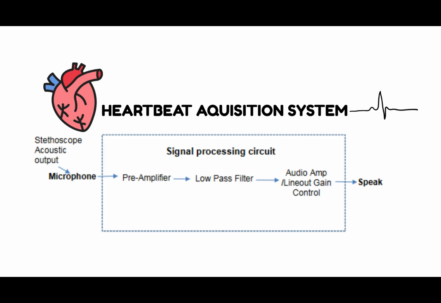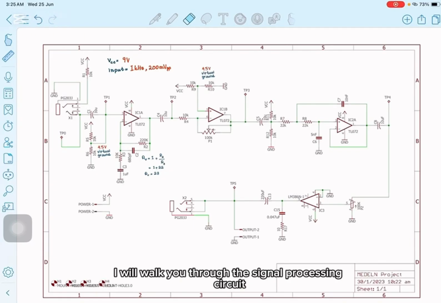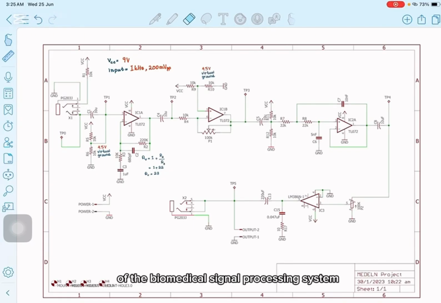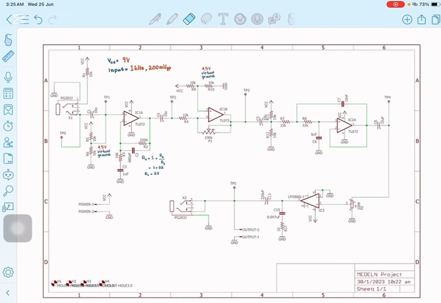Each stage contributed to enhancing the signal's clarity, removing unwanted noise, and delivering enough power to drive the output. Hi, in this segment, I will walk you through the signal processing circuit of the biomedical signal processing system. Using the project schematic, I will explain each stage, component by component, and support it using my Lab 1 and Lab 2 measurement results. Let's begin with stage 1.